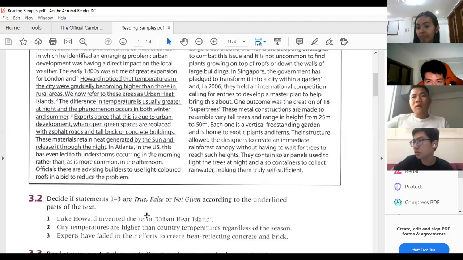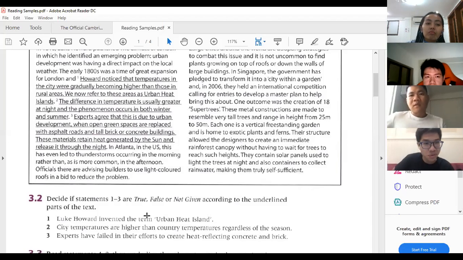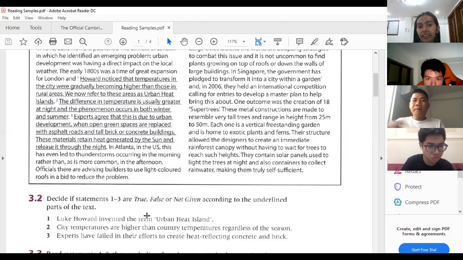Number 1. I think it's true. It's true based on what sentence? Based on the second sentence, they said we now refer to this area as urban heat island. Okay, thank you. Anyone else has a different opinion on this one? What about May? Number 1, true, false, not given. Makara answered true. Do you agree? I agree with his idea. It's true. Okay, thank you.